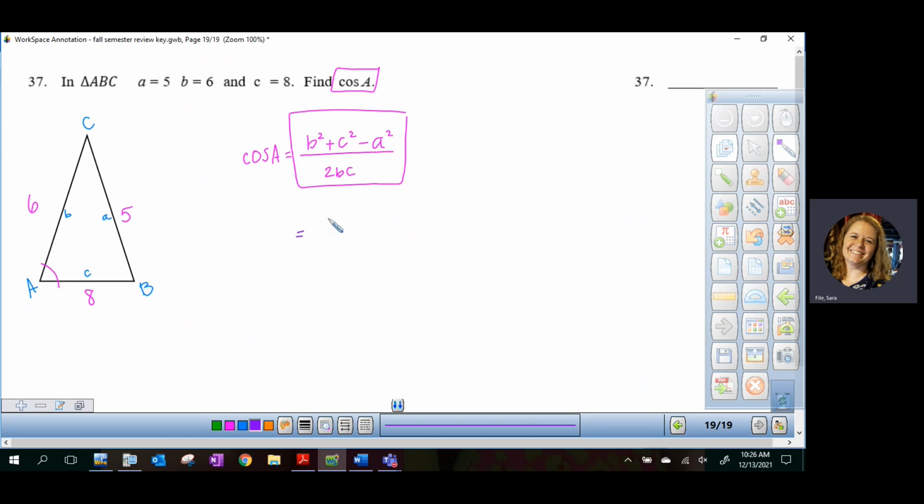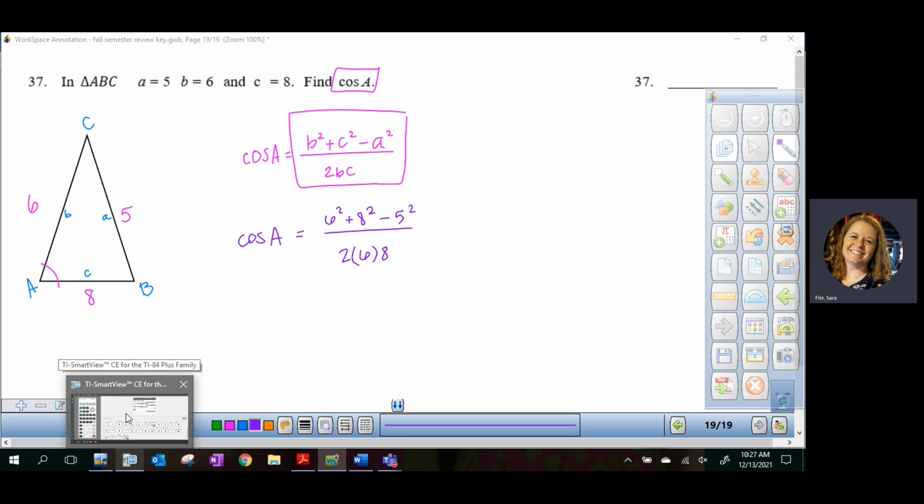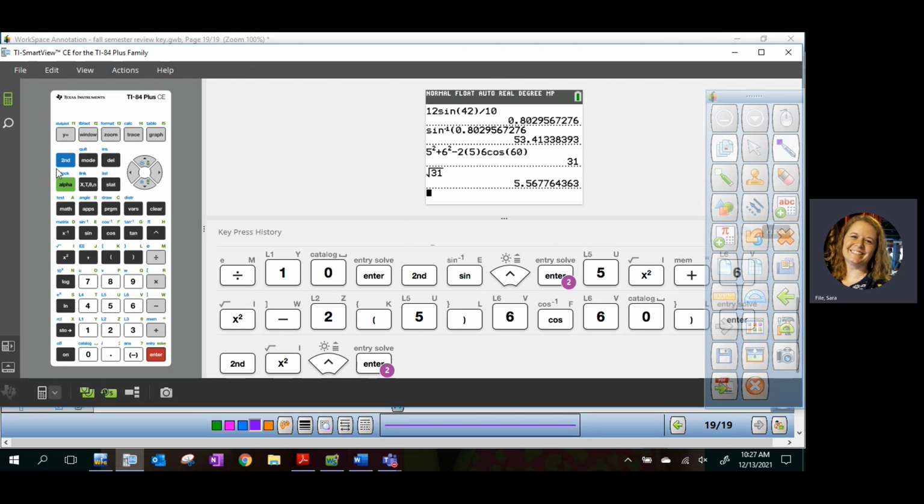Okay, so this is going to be 6 squared plus 8 squared minus 5 squared over 2 times 6 times 8. Now, here, when you have multiple terms being added or subtracted in your numerator and multiple terms being multiplied in your denominator, how you plug it in the calculator matters, and you need to either use parentheses if you're just using the divided button, or make sure you enter it as a fraction where you can clearly see the numerator and denominator.